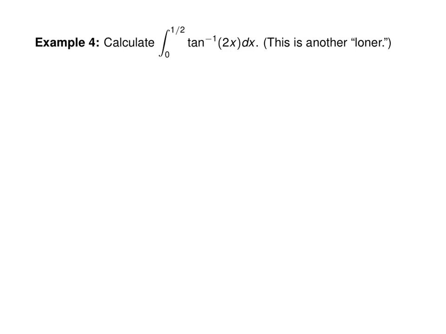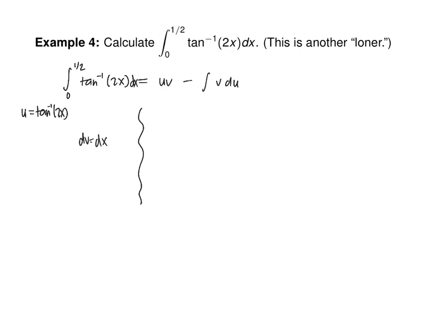All right, here's another loner. This one just happens to be definite. So integral from 0 to 1/2 of inverse tangent of 2x. So once again, we don't know how to integrate inverse tangent, so we're going to let u be tan inverse of 2x, and dv will again be dx.